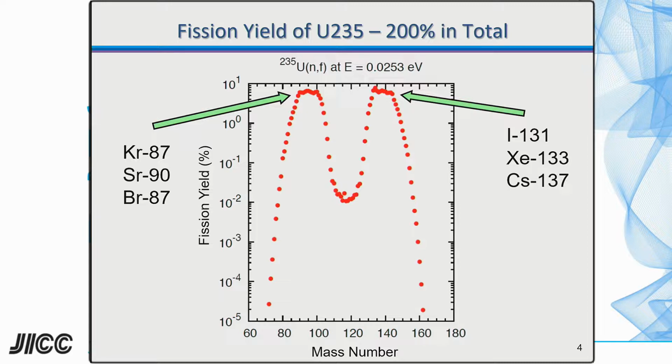Here, krypton, strontium, and bromine. These elements are included, right? So this is the fission process, and usually when the uranium fission reaction happens, the energy produced is 0.0253 electron volt for 1 atom. And you know, 1 mole of uranium-235 has a massive number of atoms, right?